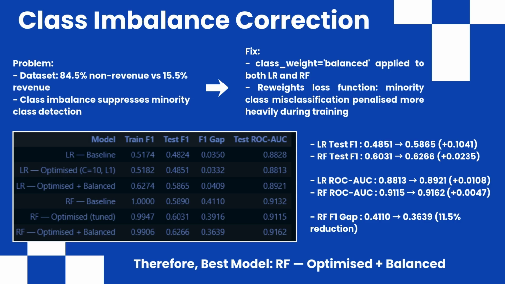Therefore, our best model is random forest optimized plus balanced, achieving a test F1 score of 0.6266 and ROC AUC of 0.9162.